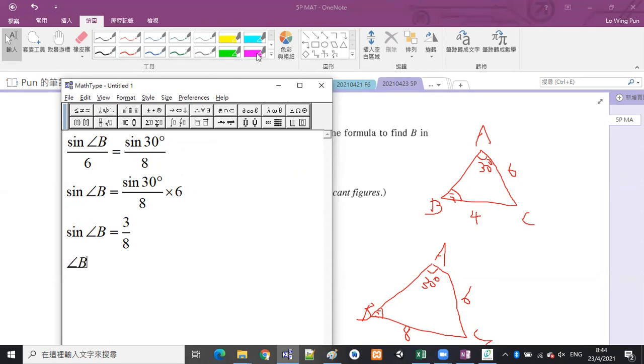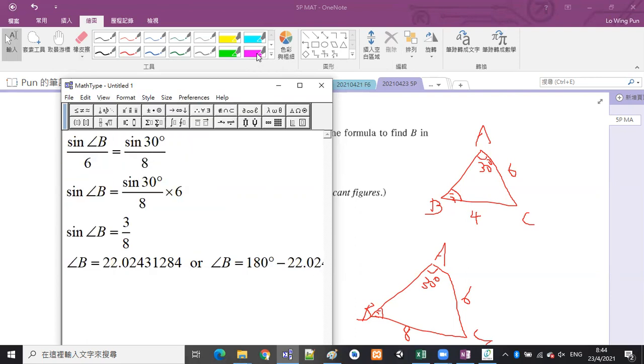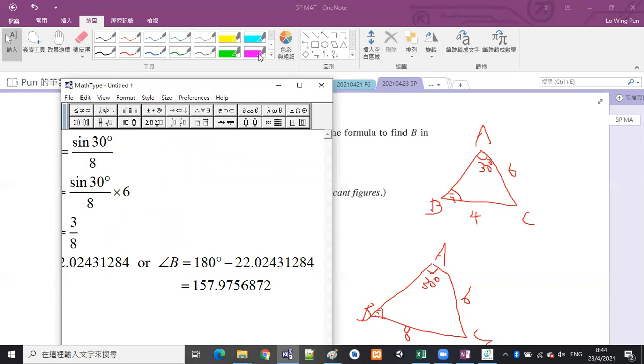So angle B is equal to 22.02431284. And then because we are using sine formula to find angle, so it should be at the second possibility. Angle B should be 180 degrees minus this number. And then you just use the calculator to find that it should be 157.9756. Yes, thank you very much.